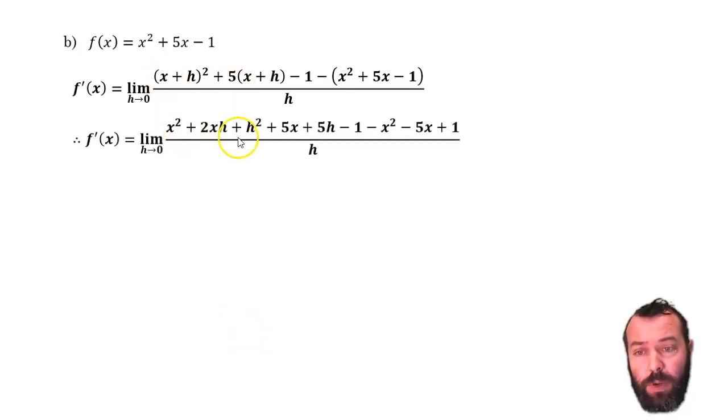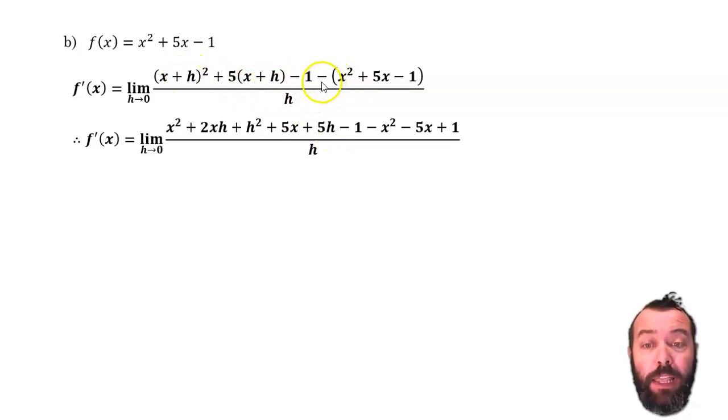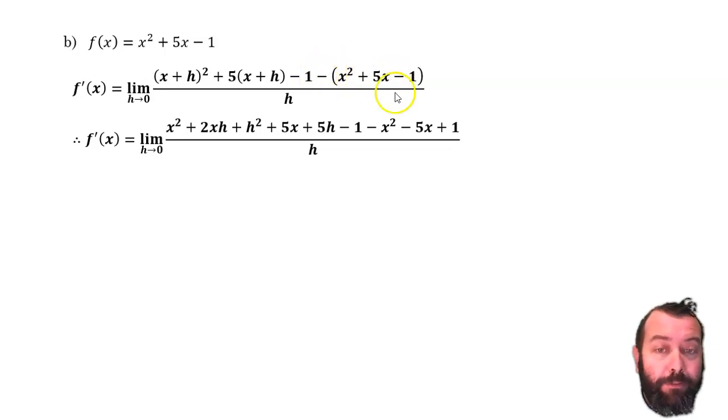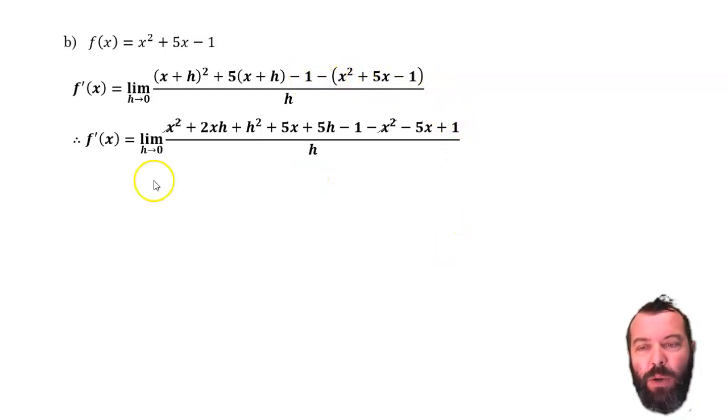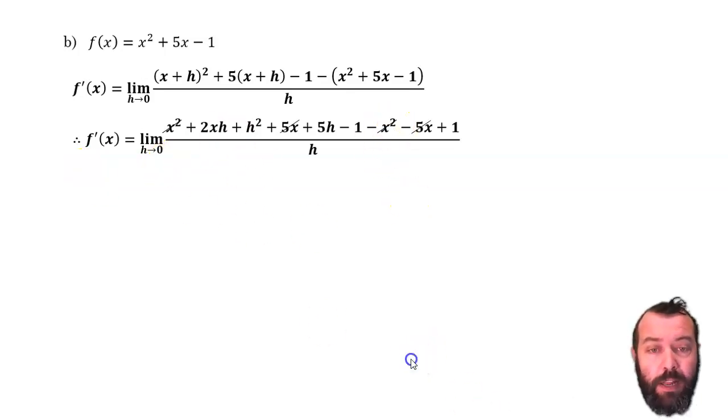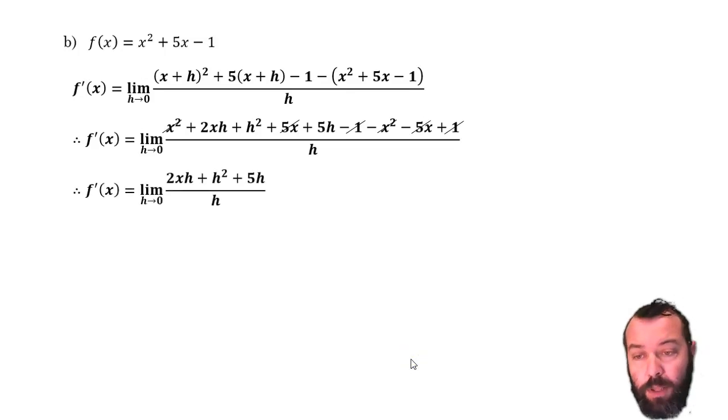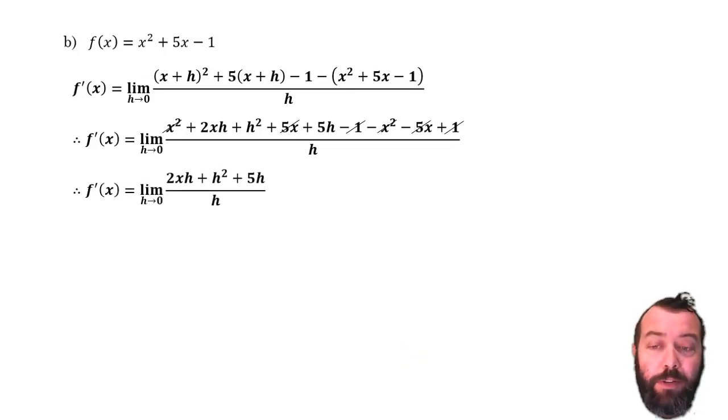If we expand that out, x squared plus 2xh plus h squared is this part here, 5x plus 5h is here, minus 1. Now be careful here when you distribute that negative to this second term. So I get negative x squared minus 5x plus 1, over h. Now we tidy up by collecting like terms. The x squareds cancel out, the 5x's cancel out, the 1's cancel out, and I'm left with 2xh plus h squared plus 5h, over h.